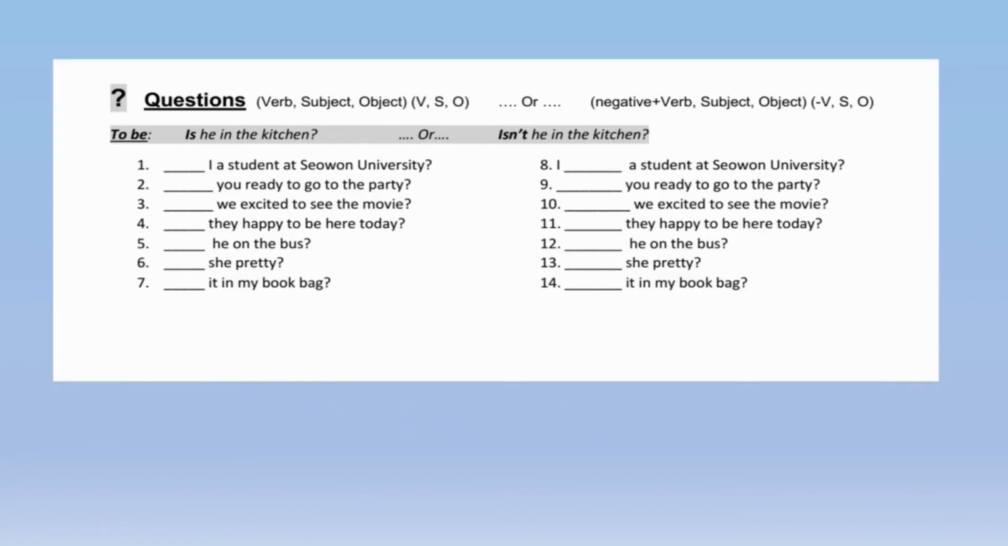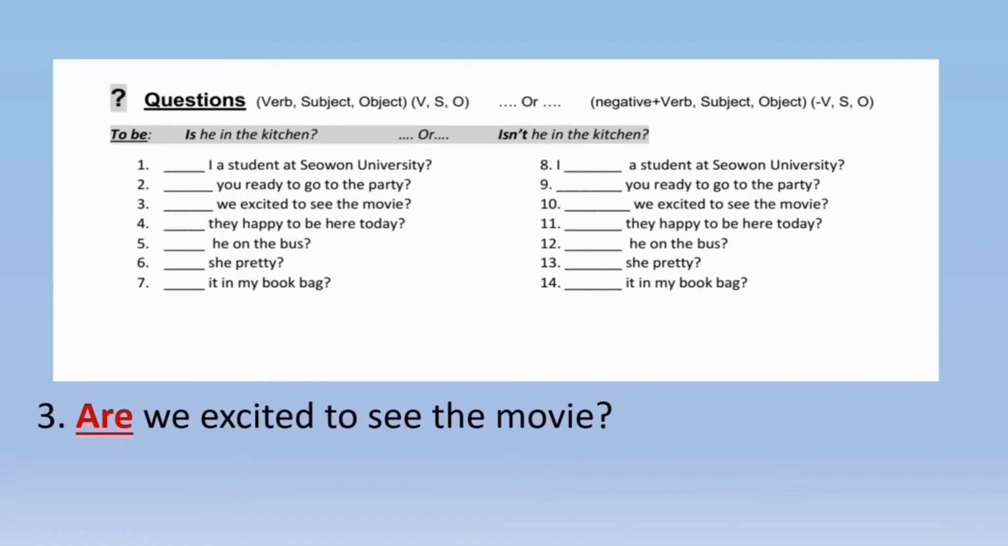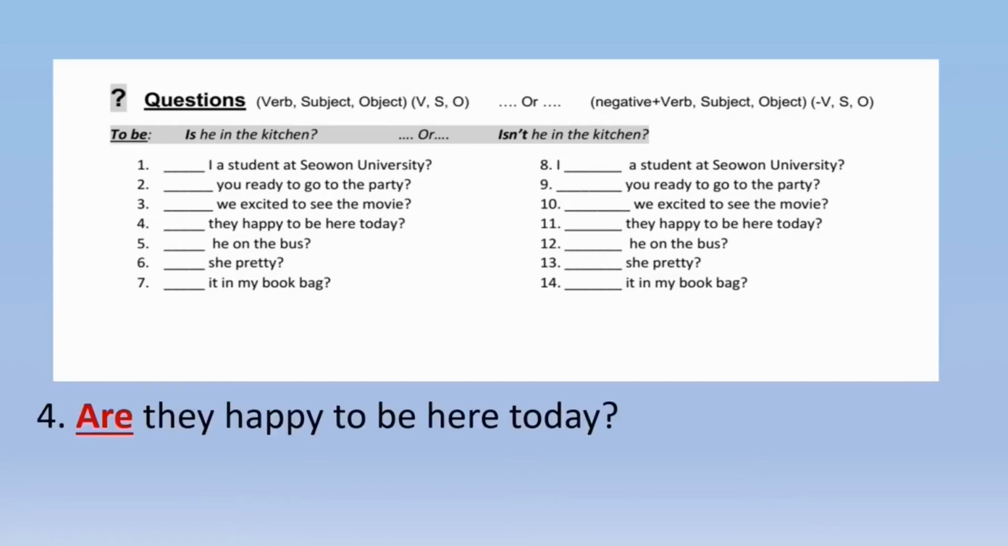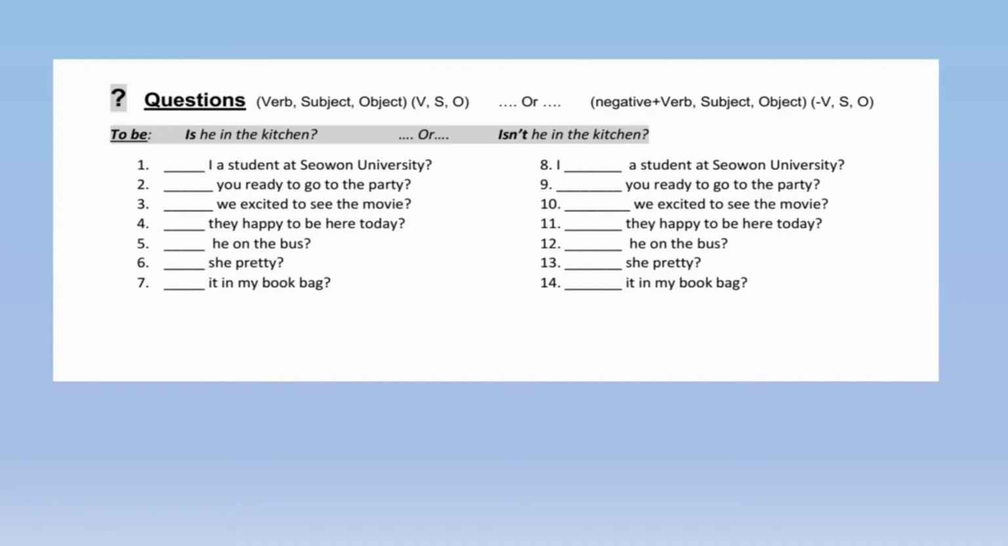Number 3. Momo, we excited to see the movie? Are we excited to see the movie? Number 4. Momo, they happy to be here today? Are they happy to be here today? Number 5. Momo, he on the bus? Is he on the bus?